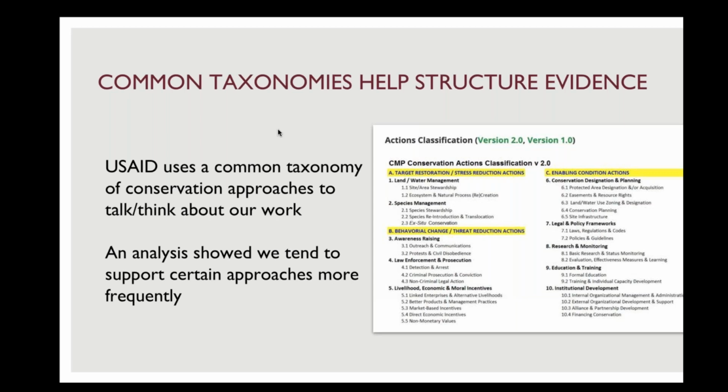And one thing that really helps is a common taxonomy of conservation approaches. So we have a common language to talk and think about our work. And so at USAID, we use the Conservation Measures Partnership IUCN taxonomy of conservation actions, which is shown here in the slide. And recently we conducted an analysis of our biodiversity portfolio of over 100 programs to see which approaches USAID most commonly uses. And it turns out we tend to support some approaches more than others.